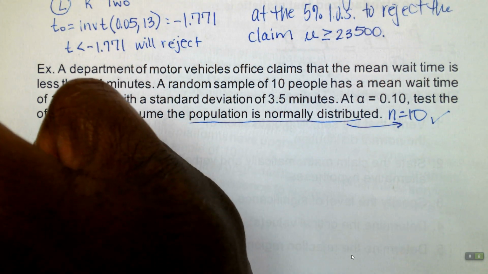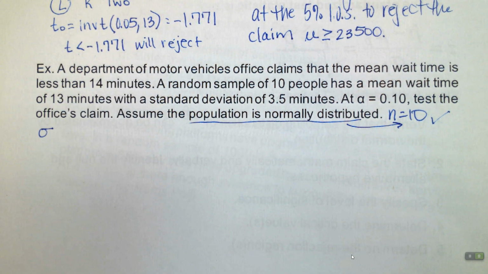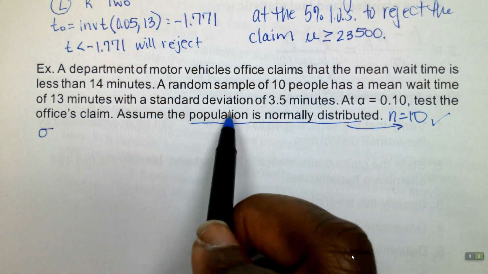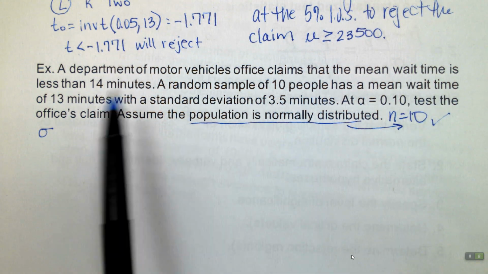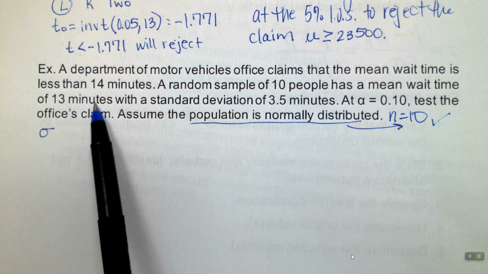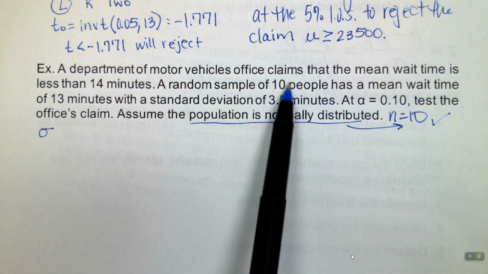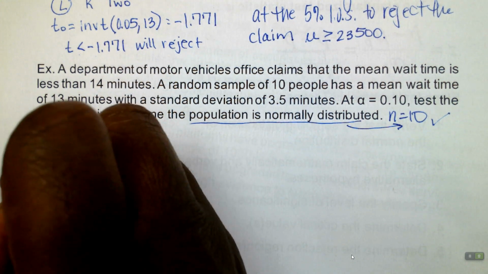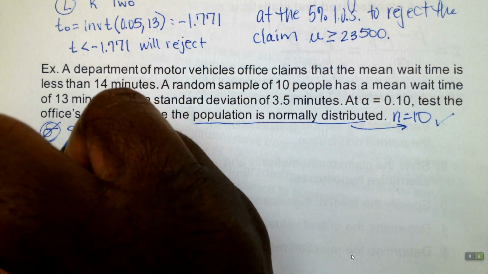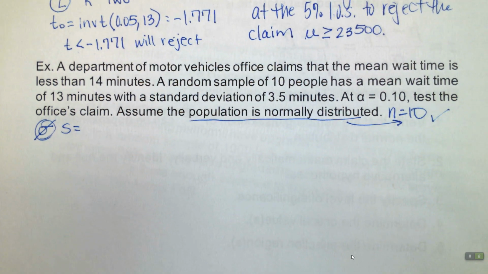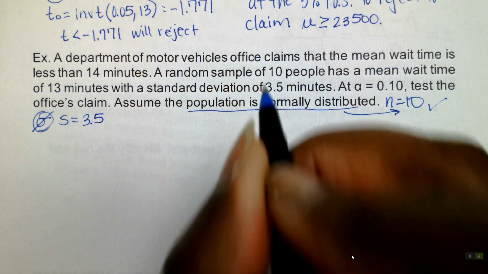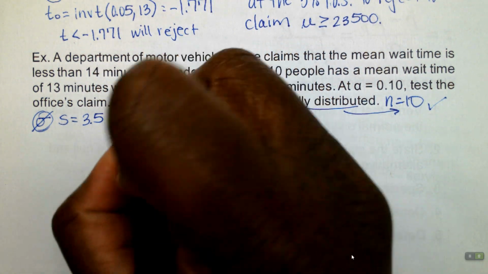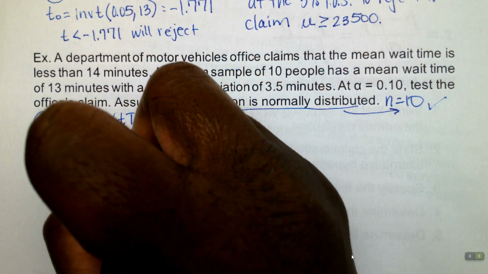So let's look for our population standard deviation. We don't have one. This says a random sample of 10 people has a mean wait time of 13 minutes and a standard deviation 3.5. That's only tied to those 10. So we don't have a population standard deviation. But we do have a sample standard deviation that we got from the sample of 10. So this means t-test.